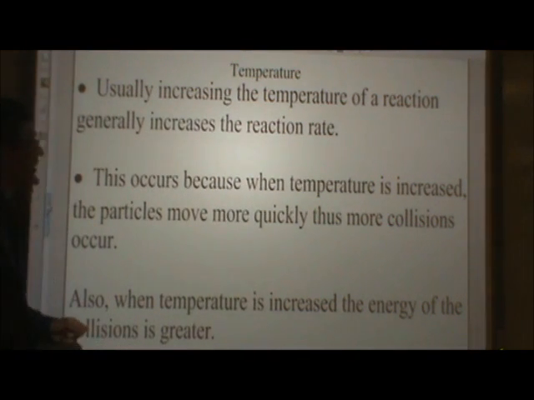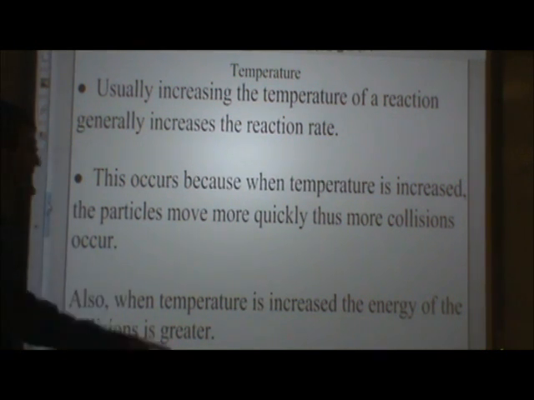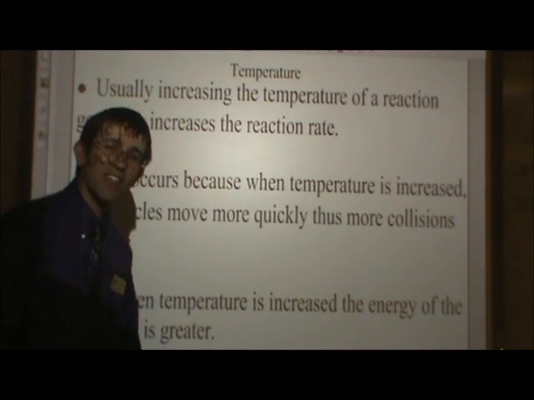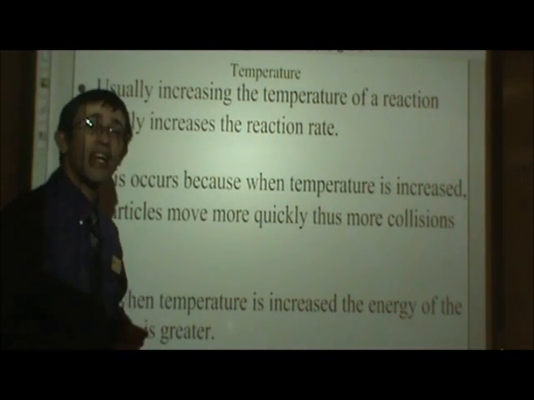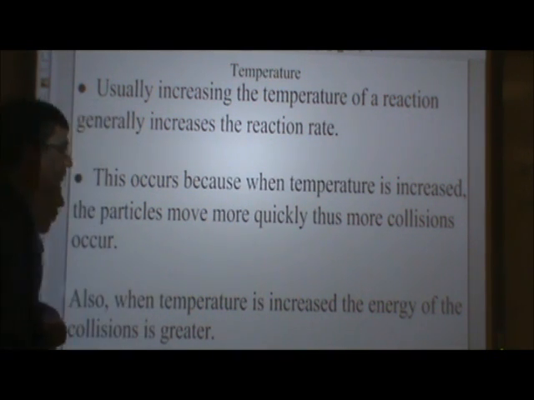More collisions will happen. So this occurs because if the temperature is increased, the particles move more quickly, thus more collisions. Now you're starting to see a theme here. Collisions are one of the main factors that control whether reactions will speed up.